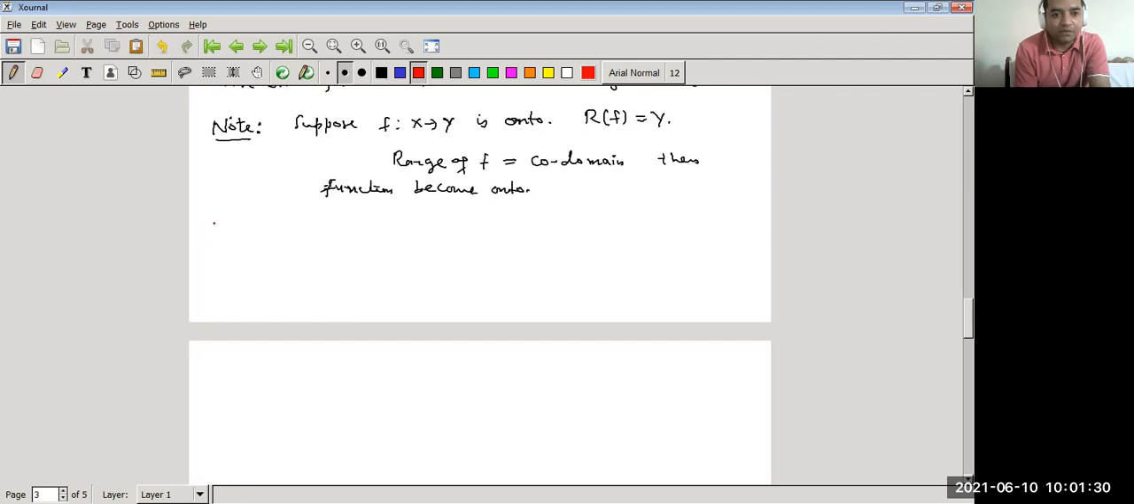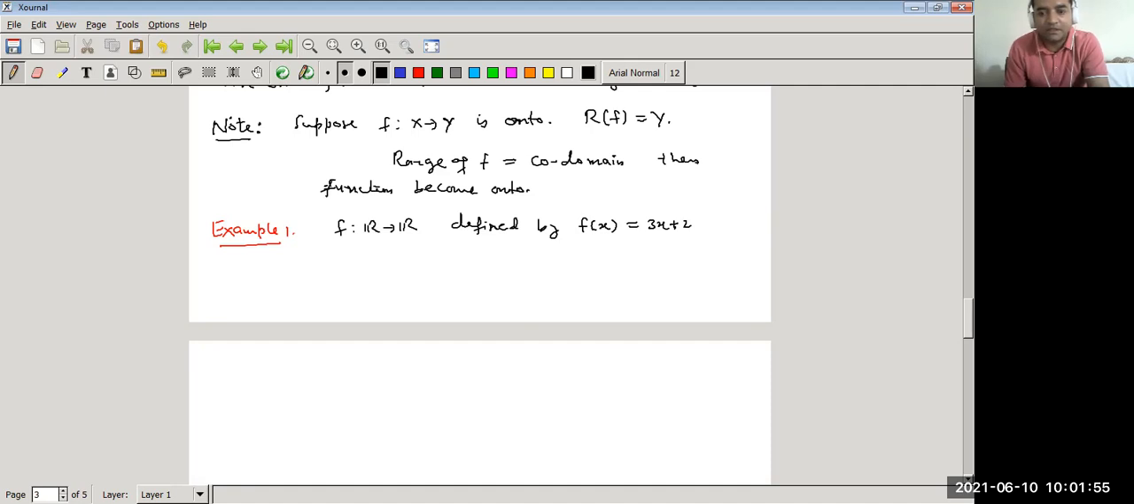Let us discuss one example related to onto function. f is a mapping from R to R, set of real numbers to real numbers, defined by f of x is equal to 3x plus 2. We have to show that f is onto. So how can we prove that this function is onto?